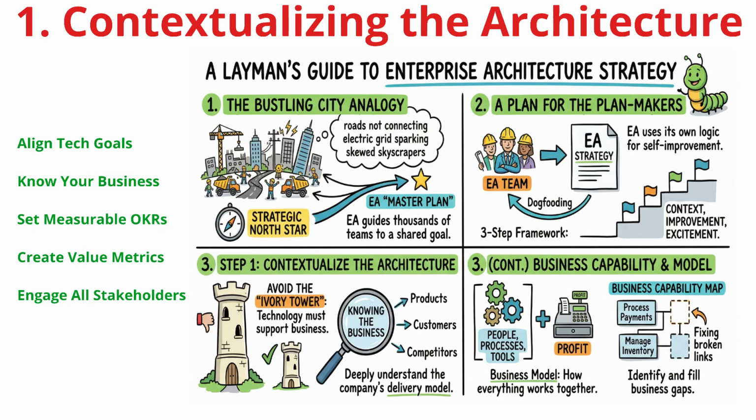Technology exists only to support the business. Architects must deeply understand the company's delivery model, its products, customers, and competitors, to act as the great translator between business strategy and tech execution. Step 2 is continuous improvement. We treat EA as a deliberate, iterative process using objective key results, or OKRs. This provides a clear 3 to 5 year roadmap and sets stakeholder expectations based on facts and data.